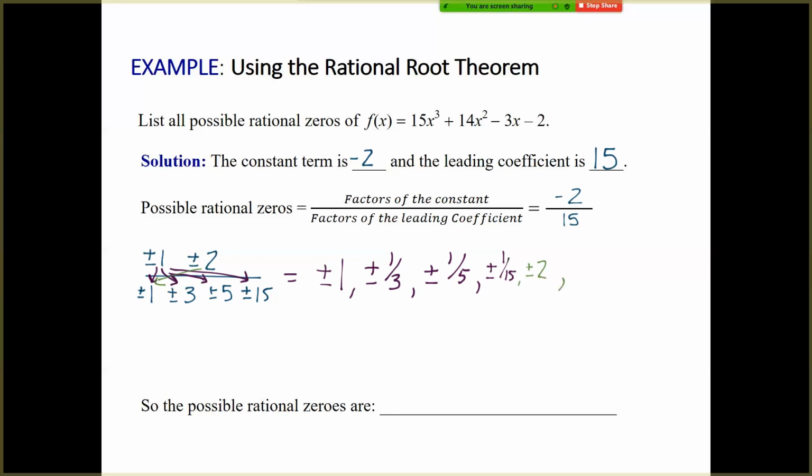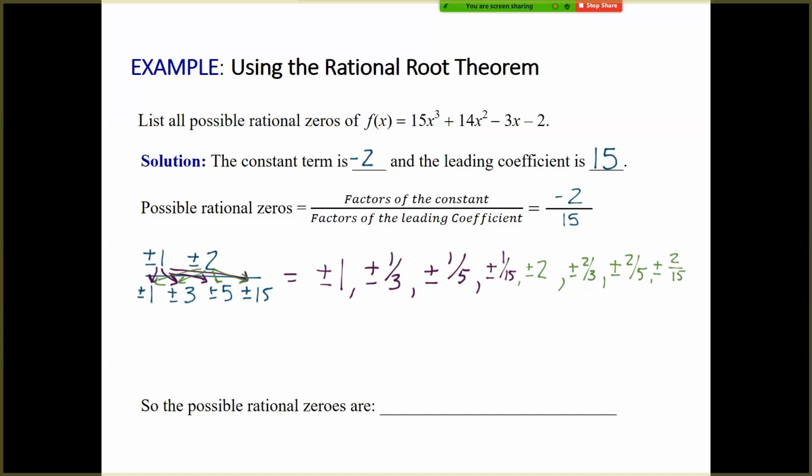Then I'm going to take 2 divided by 3. 2/3 doesn't reduce, so I'm going to leave it as plus or minus 2/3. Then I'm going to take 2 and divide it by 5, plus or minus 2/5. Again, does not reduce, leave it alone. And last one, 2 divided by 15, plus or minus 2/15.